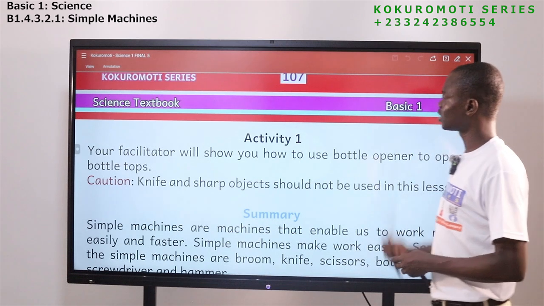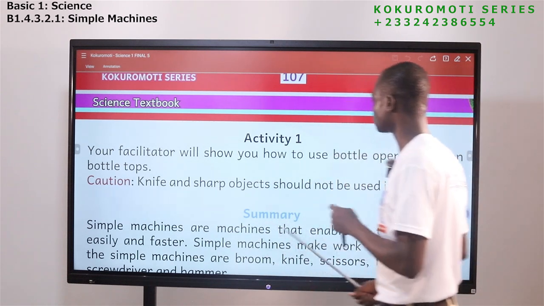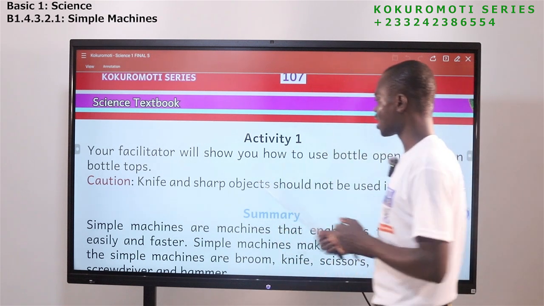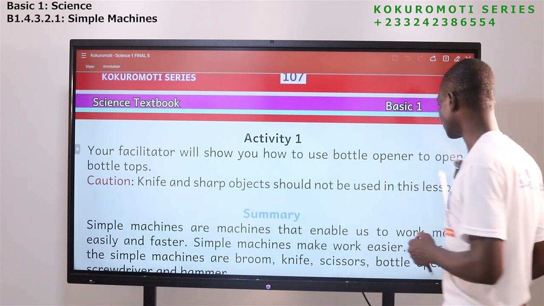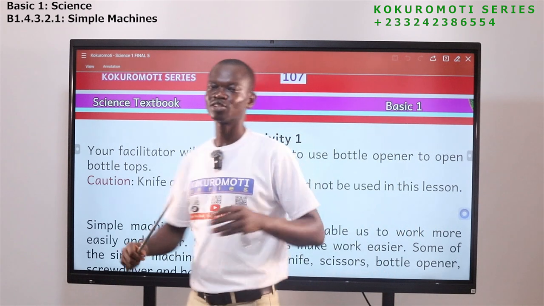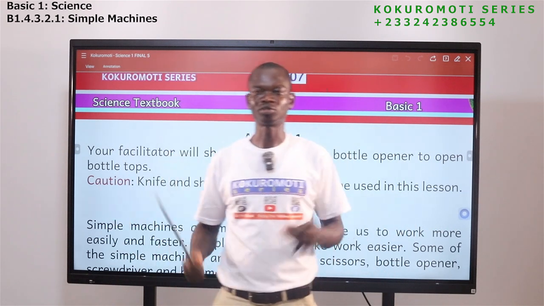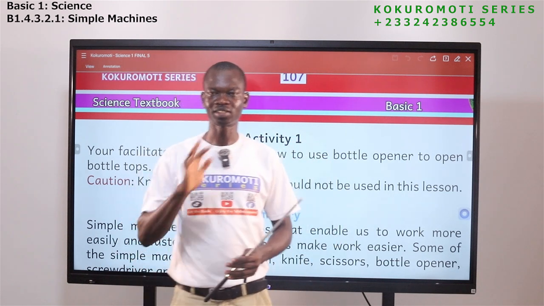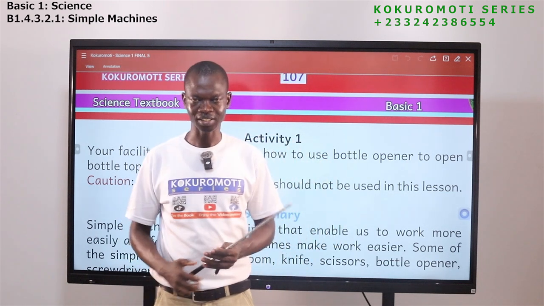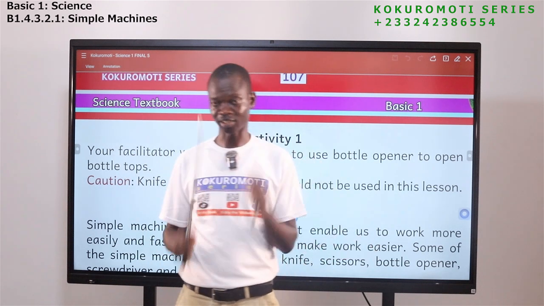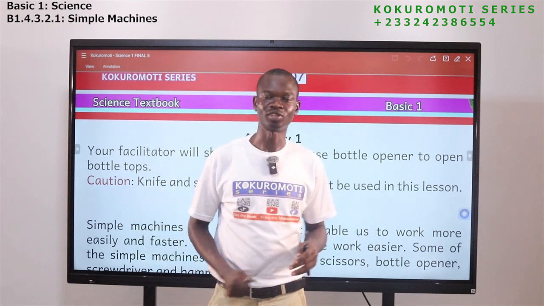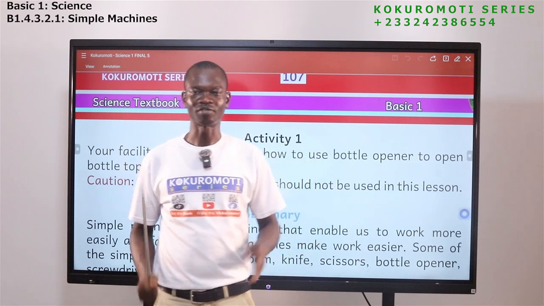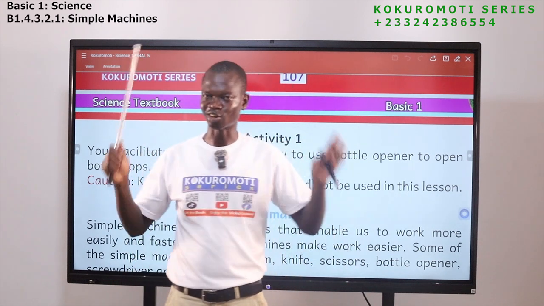Okay, so now this activity is here. Your facilitator will show you how to use bottle opener to open bottle tops. Caution: knife and sharp objects should not be used in the classroom or in this lesson. So if you want to practice what you have learned about simple machines, please don't joke with sharp objects like cutlass or knife. It will cut you unless your teacher is there, unless your parents are there. But I'm just advising you that don't use it on your own.